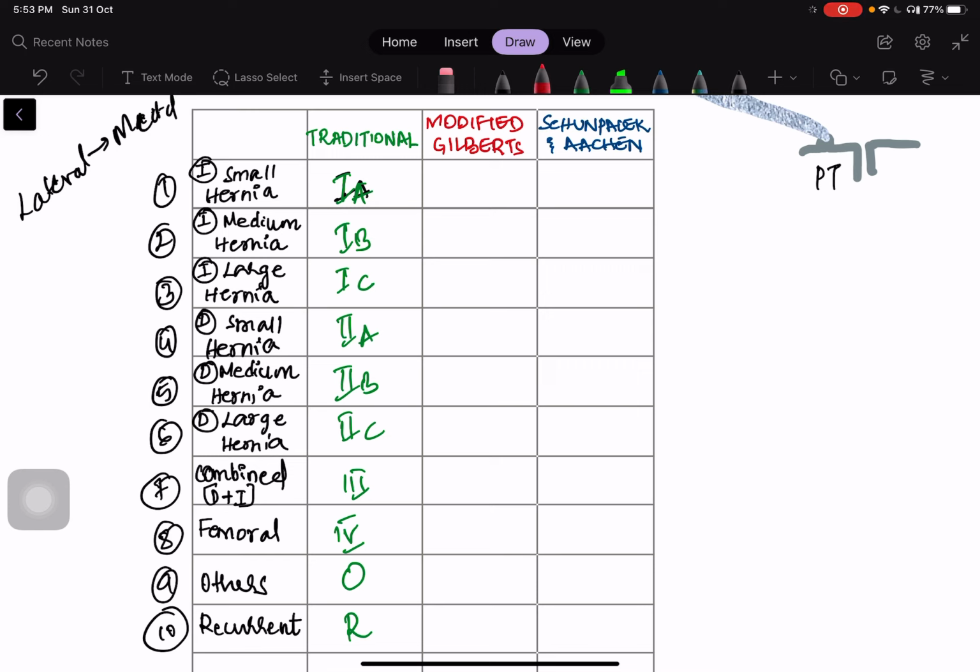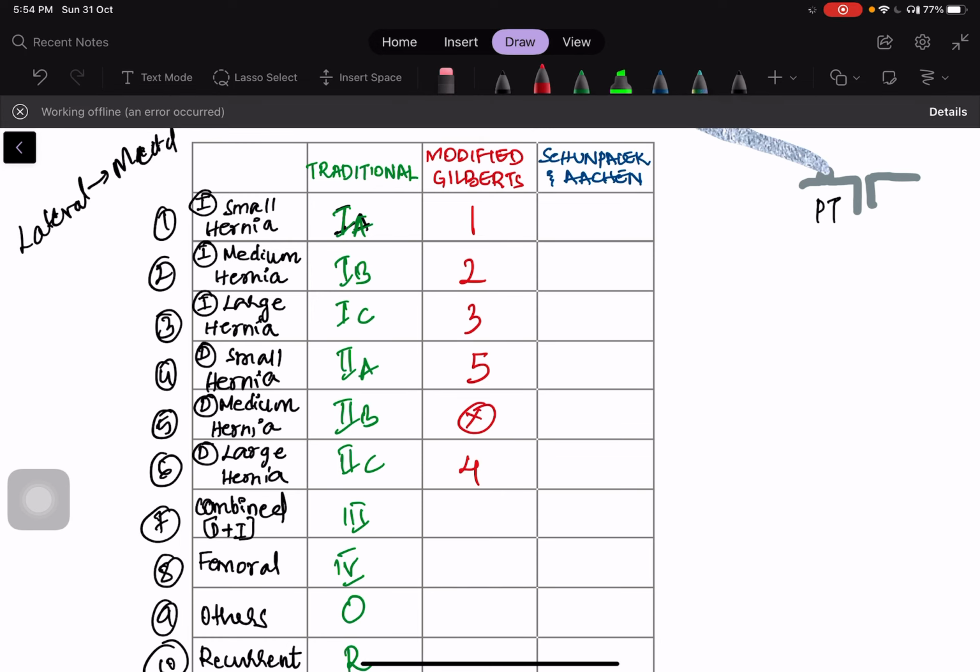Coming to Gilbert's classification, which is important: the indirect small hernia is number 1, the indirect medium hernia is number 2, and the indirect large hernia is number 3. Here comes a small change. In Gilbert's classification, the direct large hernia is given the number 4, the direct small hernia is number 5, and the direct medium hernia is not considered. The combined hernia is given the number 6, and the femoral hernia is number 7.